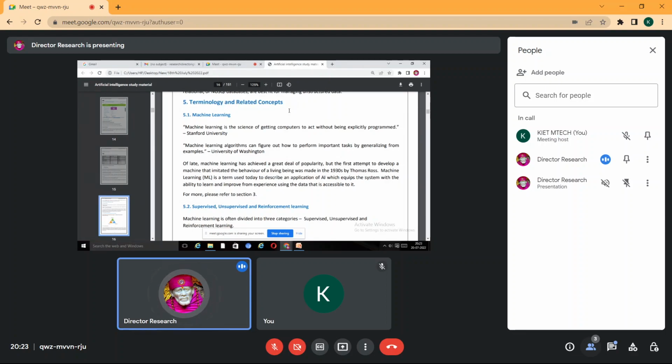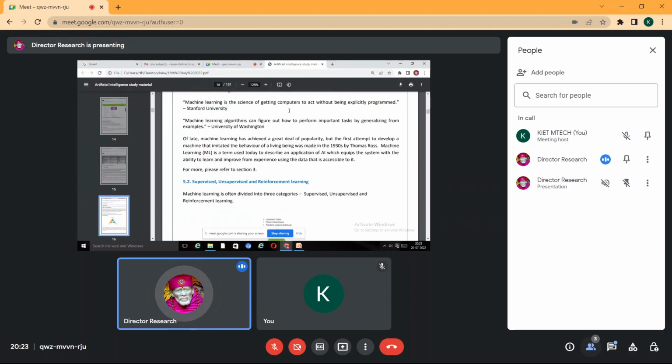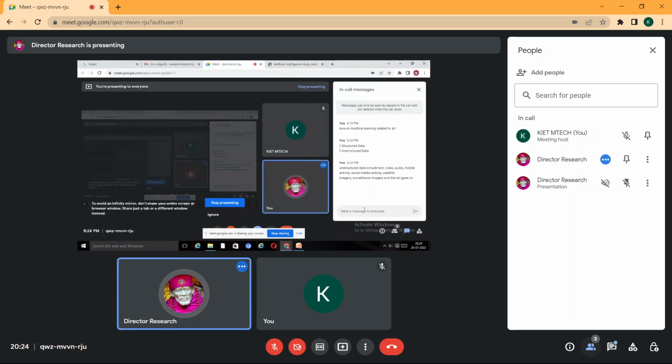Of late, machine learning has achieved a great deal of popularity. The first attempt to develop a machine that imitated the behavior of living beings was made in the 1930s. Machine learning is a term used today to describe applications of AI which equip the system with the ability to learn and improve from experience using the data that is accessible to it.